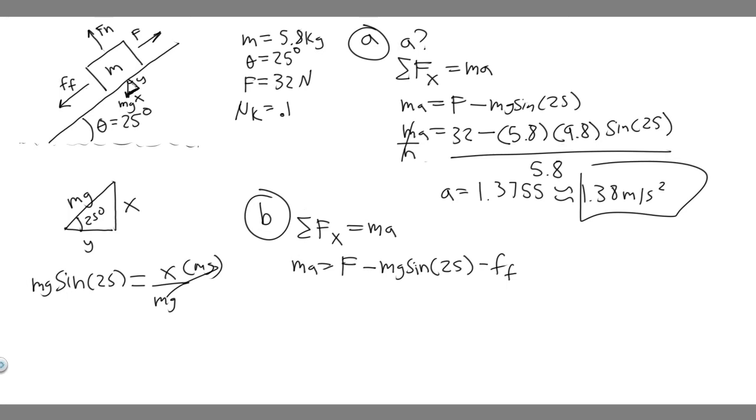So we need to find all these. We have F. We know all these, but we don't know the force of friction. So we have to solve for that. How do we do that? The formula for force of friction is equal to mu sub k times F sub n, okay? That's just a formula you have to memorize.